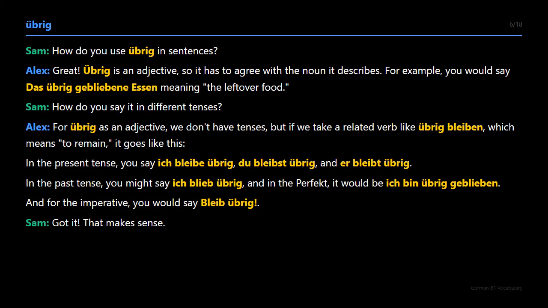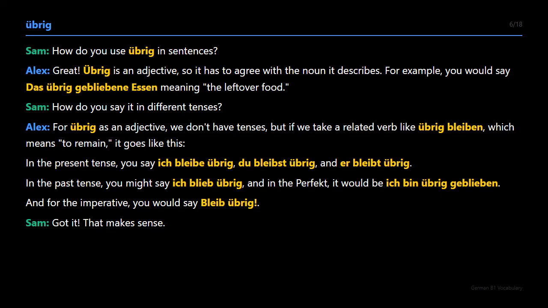In the past tense, you might say, Ich blieb übrig. And in the perfect, it would be, Ich bin übrig geblieben. And for the imperative, you would say, Bleib übrig. Got it. That makes sense.